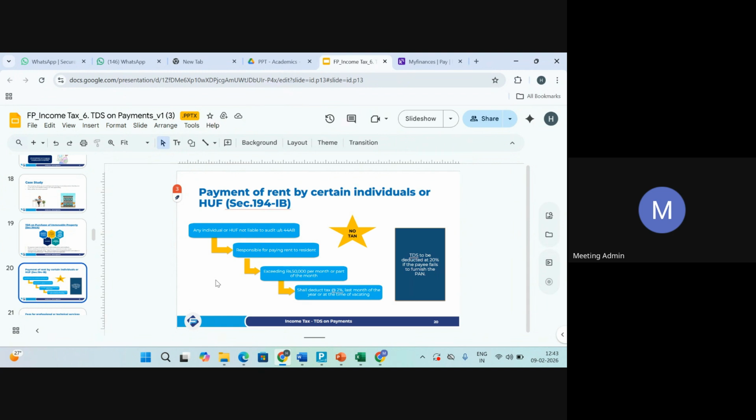So at the time of vacating, or before vacating the particular home, the person has to pay 2% TDS to the government. Okay, TDS will be deducted at 20% if they don't have a PAN number. So here, even without a PAN number, that person can pay to the government. Okay, is that clear?